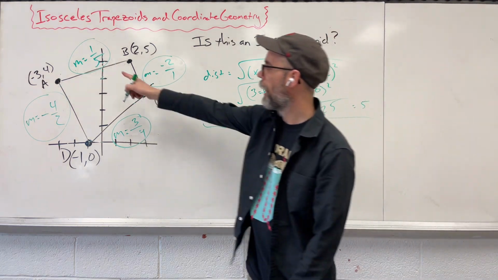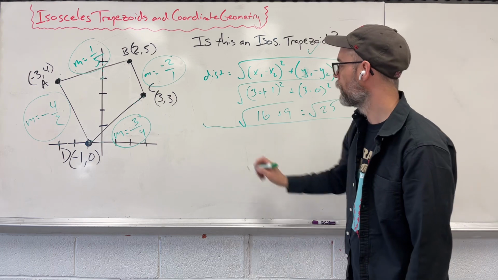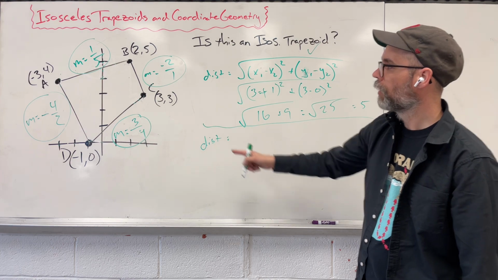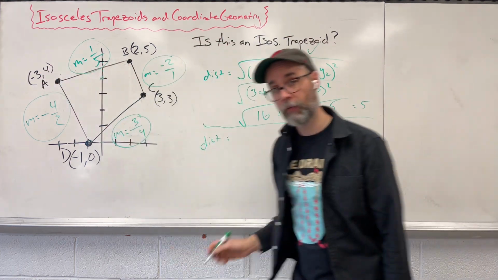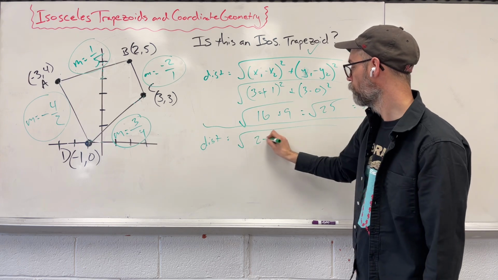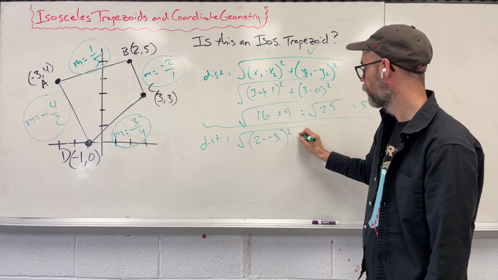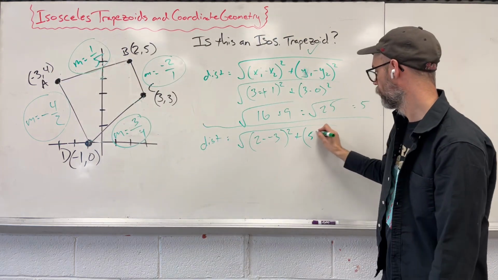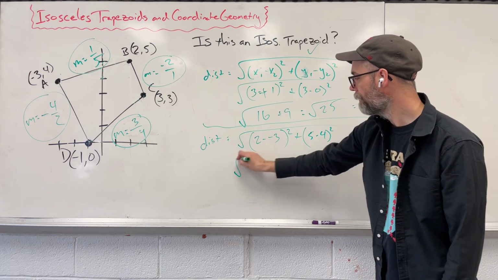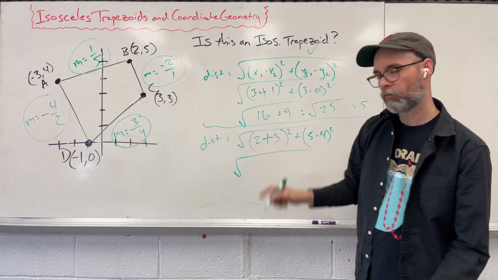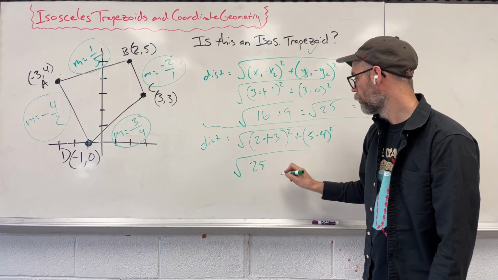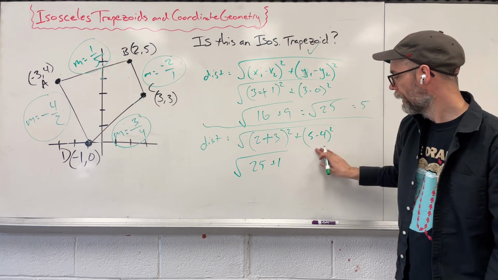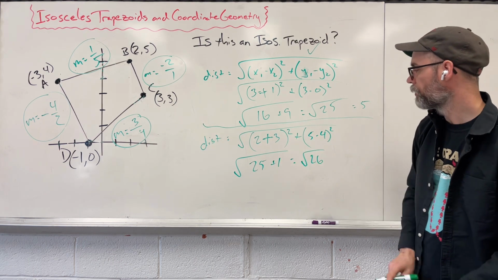Let's take a look at our other leg up here. We're going from A to B. So we have our distance formula, and that's going to give us x minus x, we'll say 2 minus negative 3, squared, plus, let's do our y's, 5 minus 4, and then square it. We've got plus signs in there: 2 plus 3 is 5, 5 squared is 25, 5 minus 4 is 1, 1 squared is 1, leaving us with square root of 26.